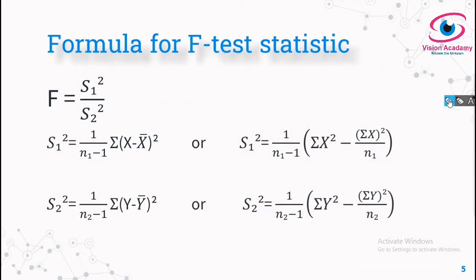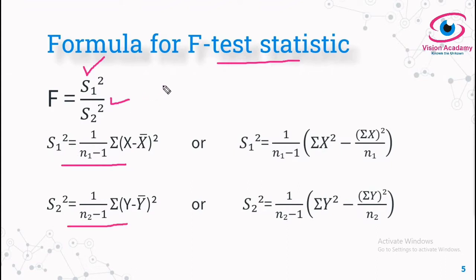These are the formulas we may use to solve the F-test statistic. Firstly, F is equal to variance 1 divided by variance 2. Since we consider only variance here, it is the variance of population 1 divided by the variance of population 2. To find the variance of population 1 and population 2, we may use this formula.